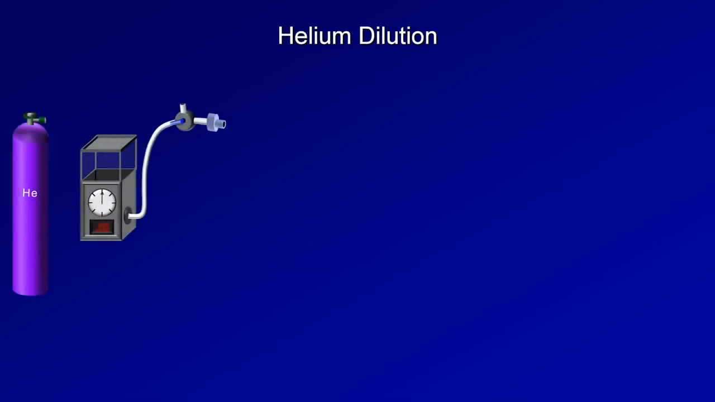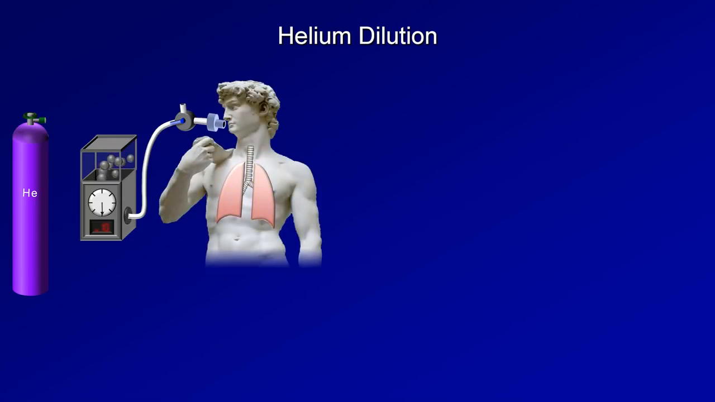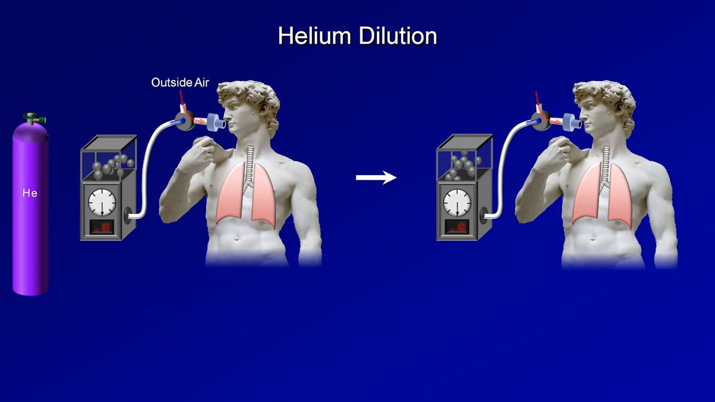In the helium dilution technique, we start with a reservoir, which is attached to a device which can measure the concentration of helium contained within, as well as a 3-way stopcock and a mouthpiece. The source of helium is attached, and the reservoir is filled to some predetermined concentration of helium. The patient then puts his mouth around the mouthpiece, first breathing in outside air with normal tidal volumes. Then, when the patient is at a normal end expiration, that is, when the lungs are at the functional residual capacity, the technician turns the stopcock and the patient begins to breathe in the helium-air mixture.